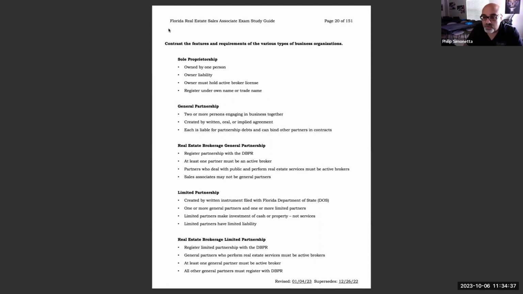Real estate brokerage limited partnership: it's a registered limited partnership with the DBPR. General partners who perform real estate services must be active brokers. At least one general partner must be an active broker. All other general partners must register with the DBPR. They don't have to be licensed, but they must register.